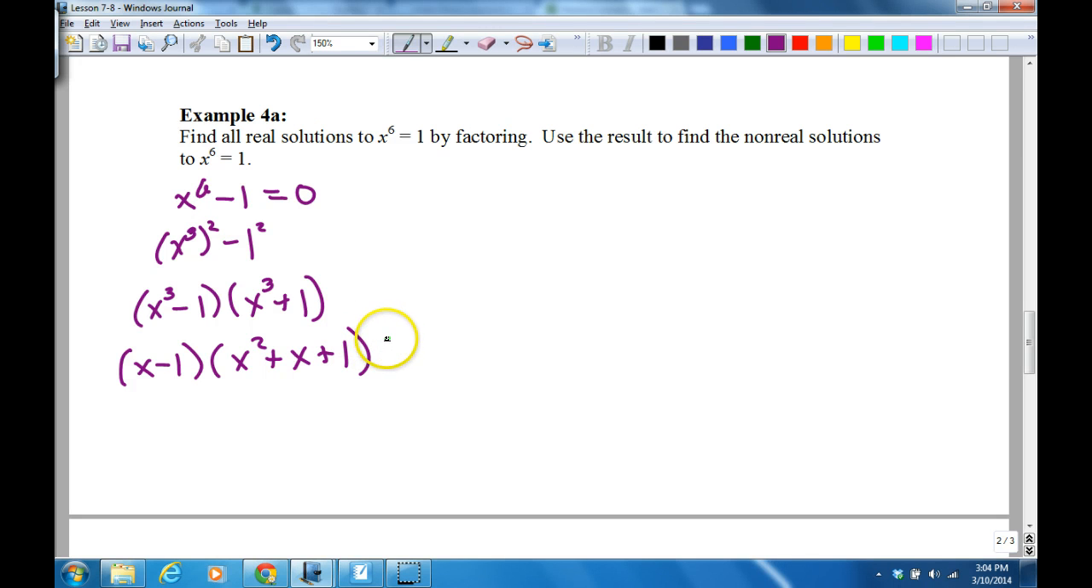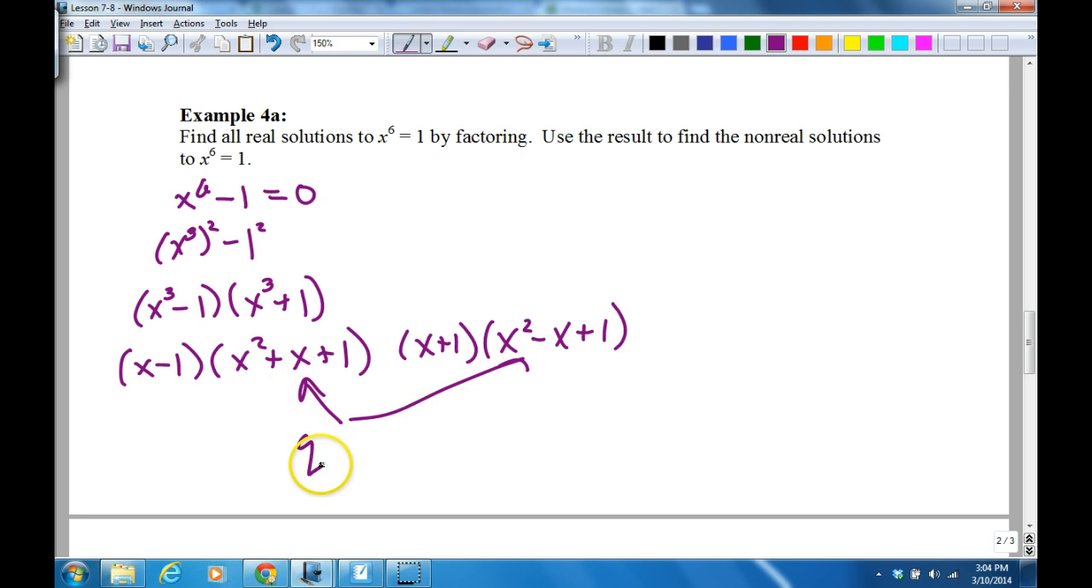Why would it be x minus 1? Because this is starting off of x minus 1. This one's going to be what? x plus 1. Uh-huh. And then x squared minus x plus 1. Okay, then for these two, how would you factor them? Quadratic formula.